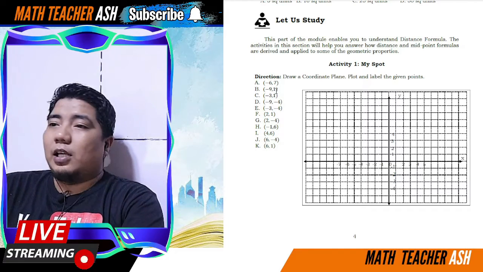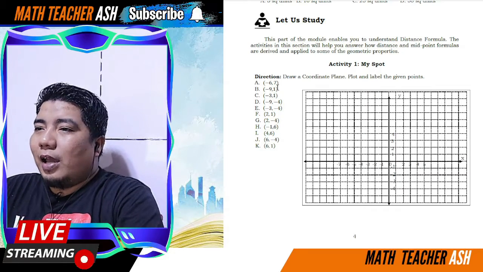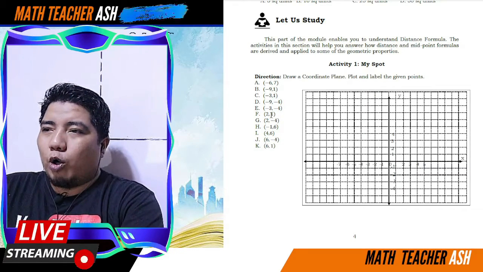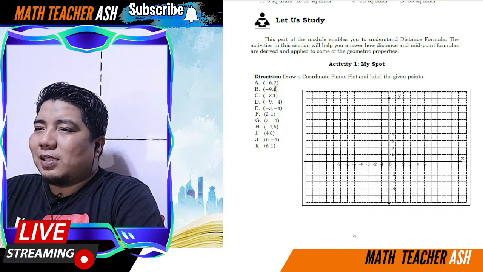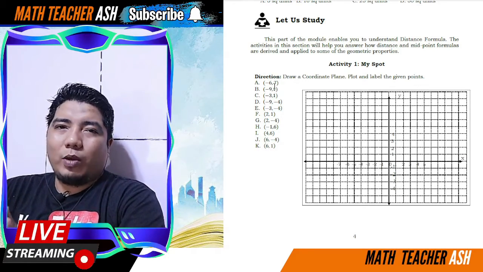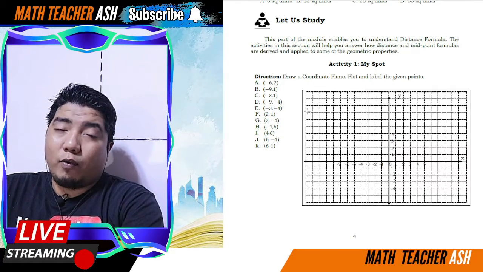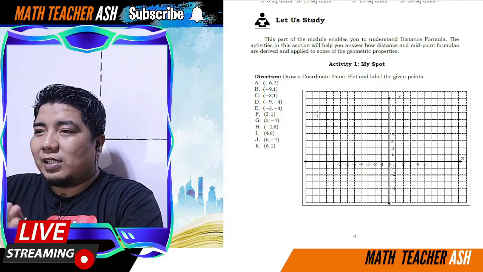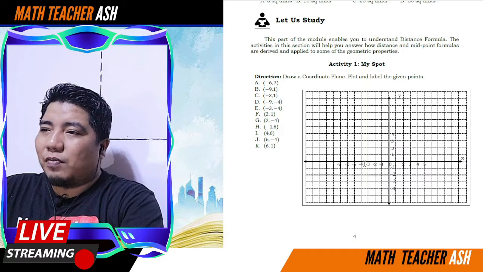Okay, so let's consider the first point. So these are points A to K, right? And with their respective coordinates. Okay, so for point A, we have (-6, 7). So it means that we have -6 for our x coordinate and +7 for our y coordinate. So since it is -6, so we will go in the left side of the 0.